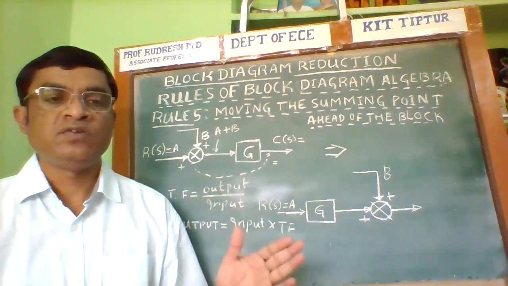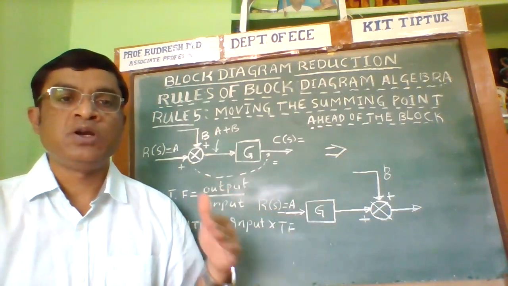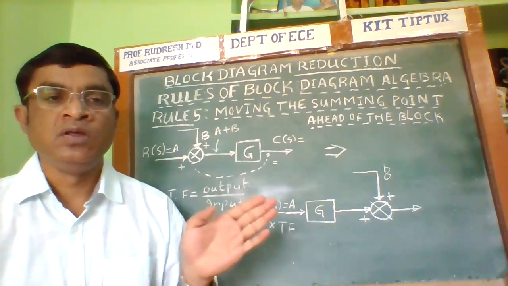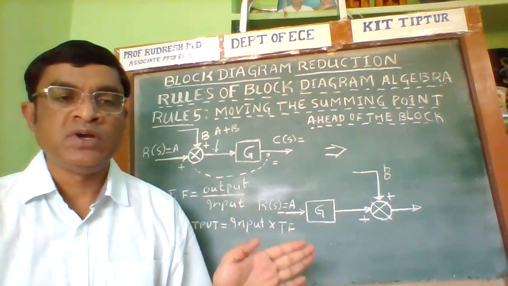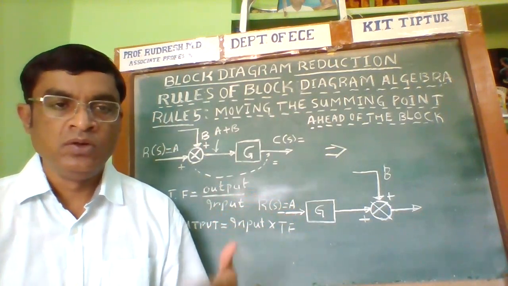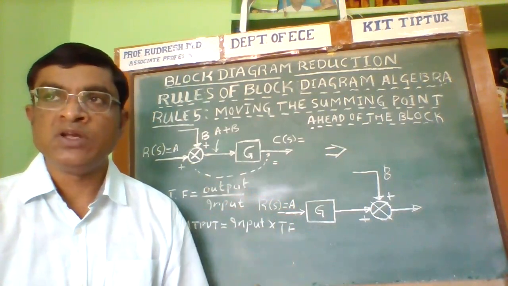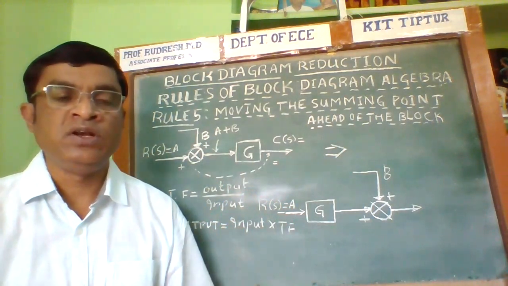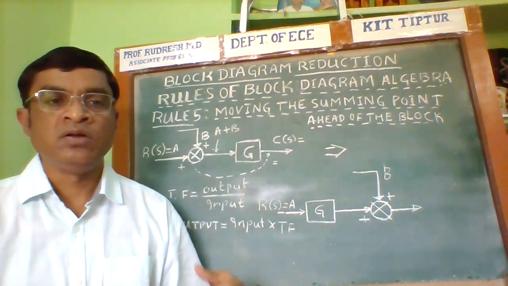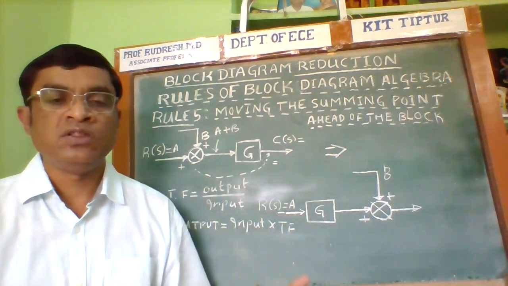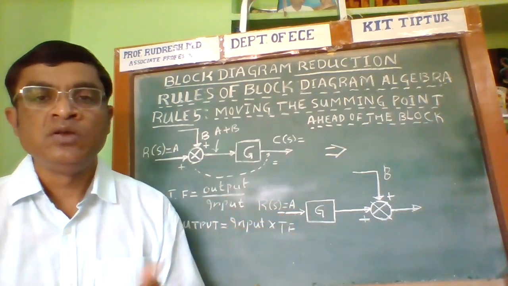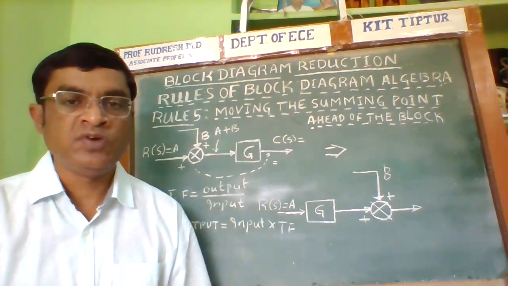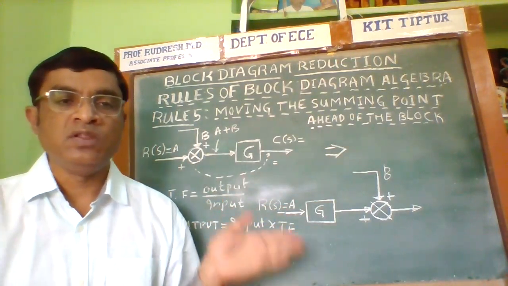In the previous session, I discussed some of the important rules, from rule 1 to rule 4. Rule 1 is to combine the blocks which are connected in cascade. Rule 2 is to combine the parallel blocks, if the blocks are connected in parallel. Also, moving the branch point ahead of the block and moving the branch point before the block were discussed in the previous session.